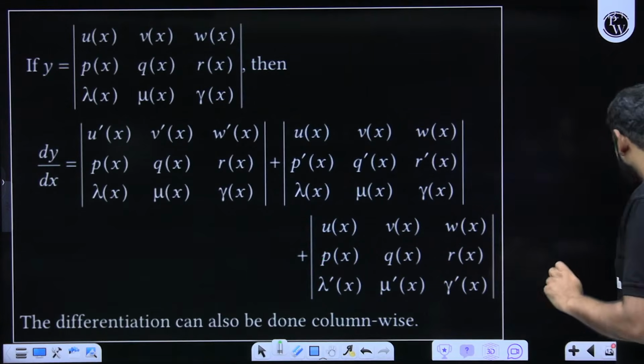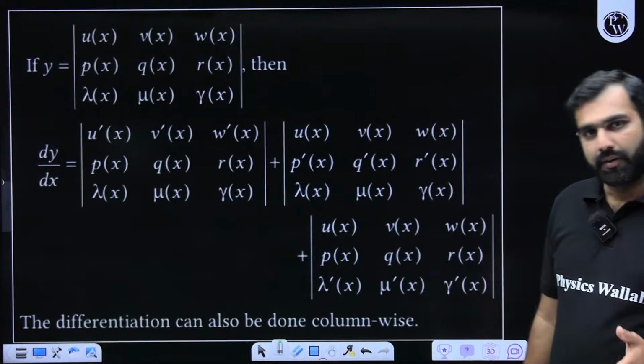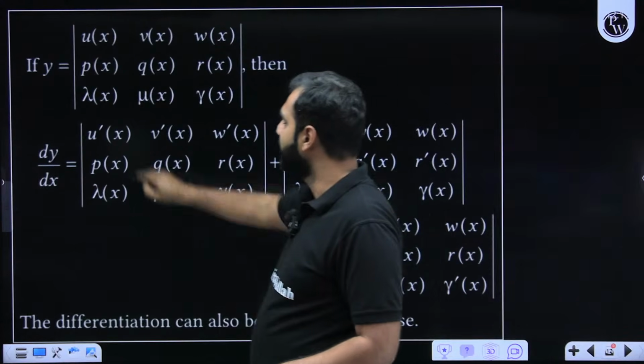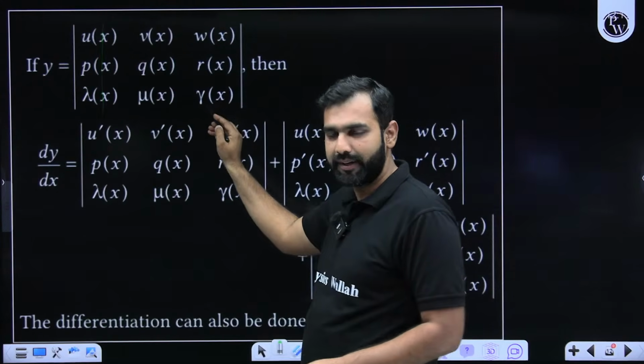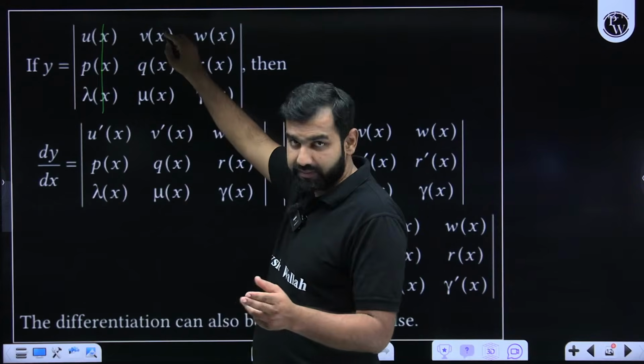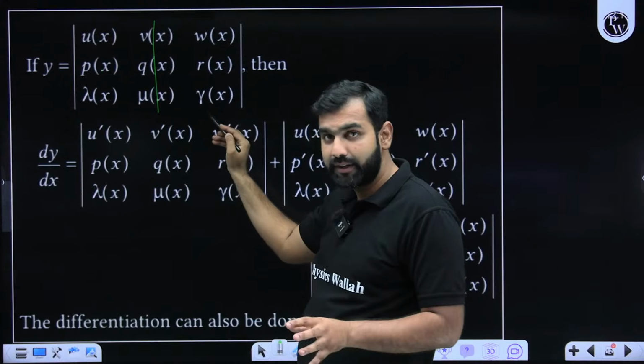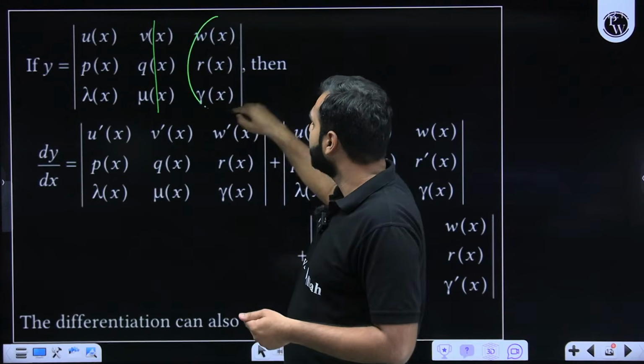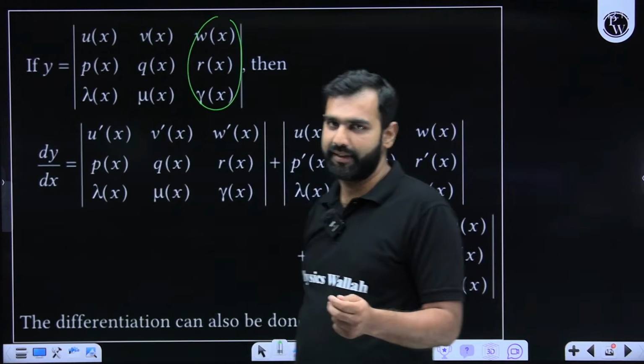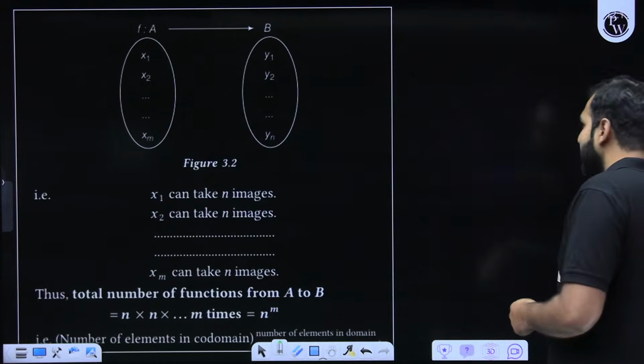With that, this same process could have been done column wise as well. You could have simply differentiated the first column, keeping the second and third intact. Then plus, you would differentiate the second column, keeping the first and third intact, plus differentiating the third column, keeping the first and second intact. Moving ahead with that, what do we see next?